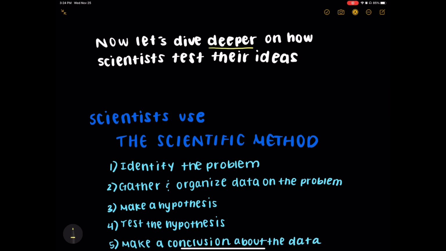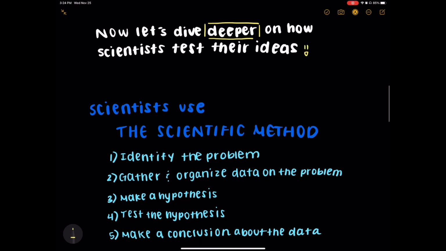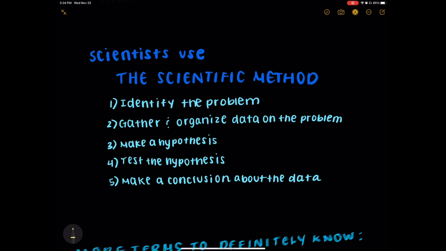So now let's dive deeper on how scientists test their ideas. Scientists use the scientific method, which is a method of investigation involving experimentation and observation to acquire new knowledge, solve problems, and answer questions. Here are steps 1, 2, 3, 4, and 5.